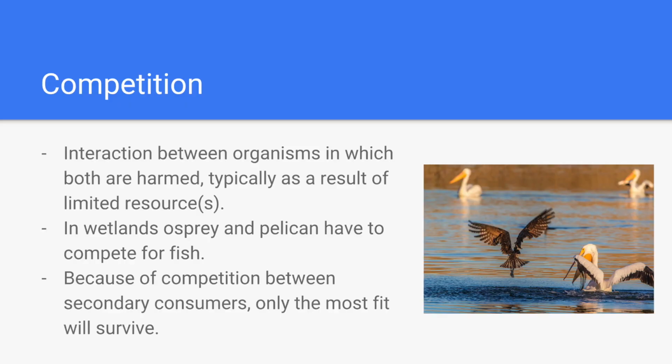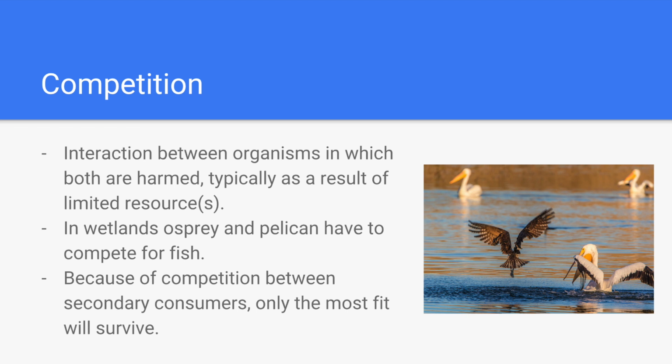Competition in wetlands. Competition is the interaction between organisms in which both are harmed, typically as a result of limited resource or resources. Referring back to the food web, osprey and pelicans both compete for small fish, and because of this competition between secondary consumers, this results in only the most fit of the species to survive.